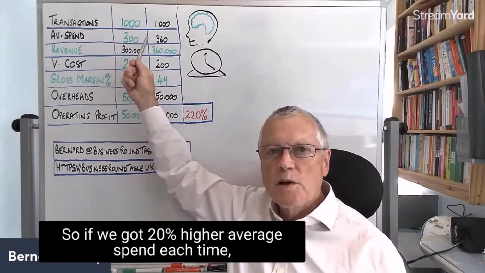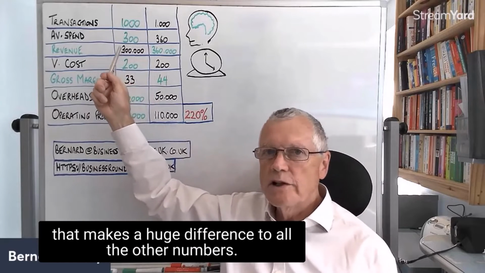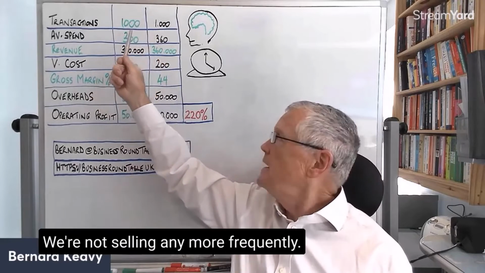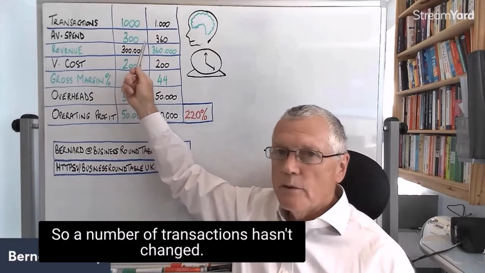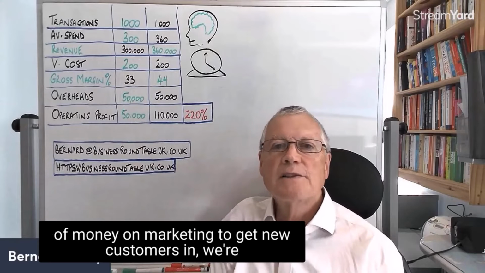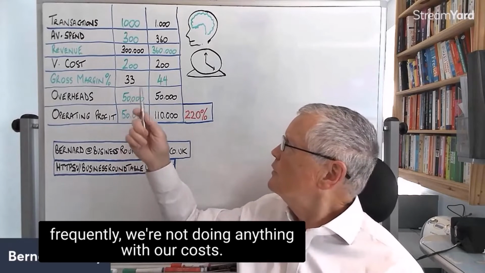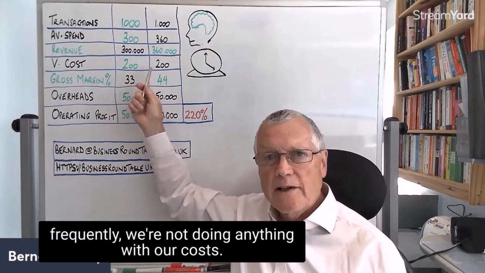So if we got 20% higher average spend each time, that makes a huge difference to all the other numbers. We're not selling any more frequently, so our number of transactions hasn't changed. We haven't got any new customers. We haven't spent loads of money on marketing to get new customers in. We're not doing loads of promotions to get them spending more frequently. We're not doing anything with our costs.